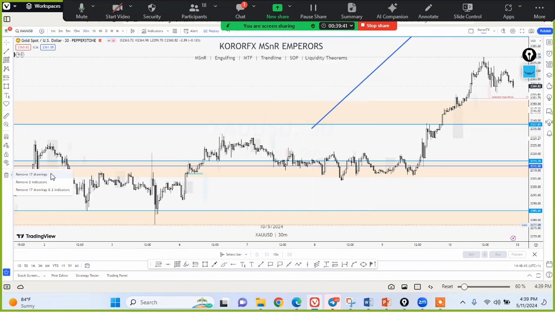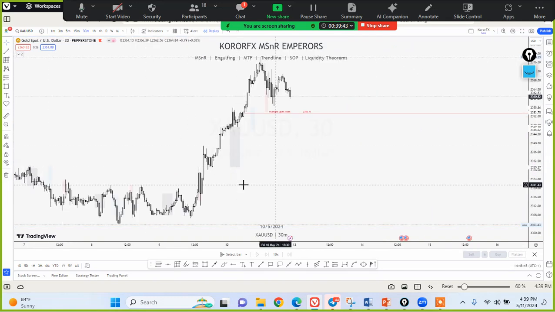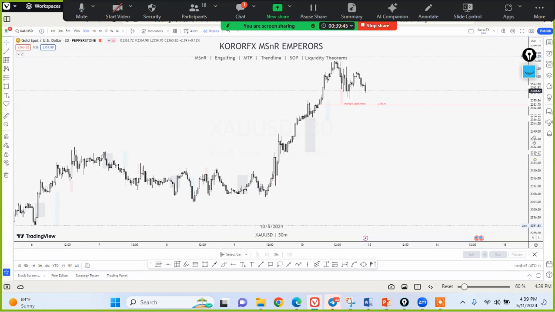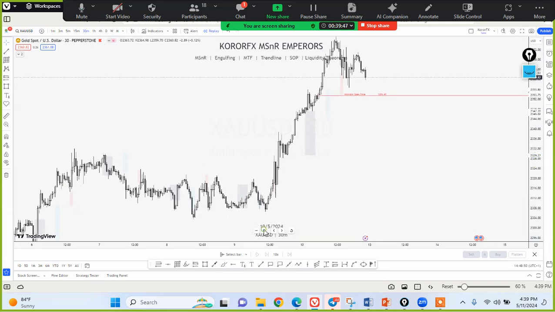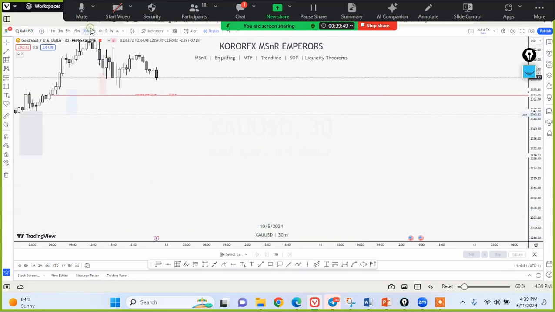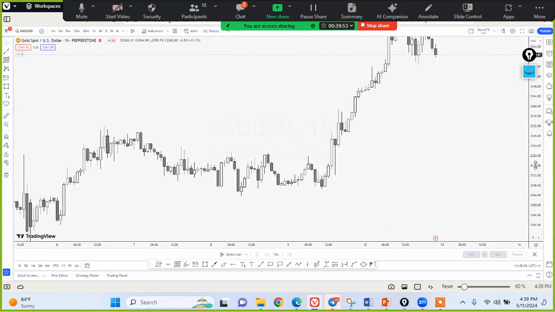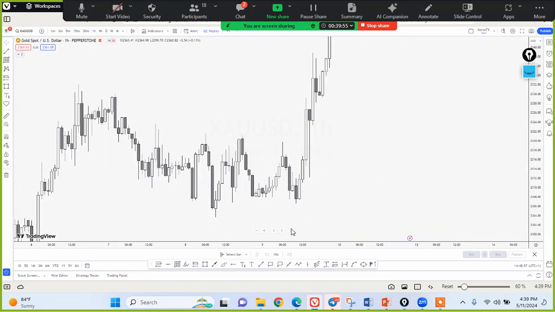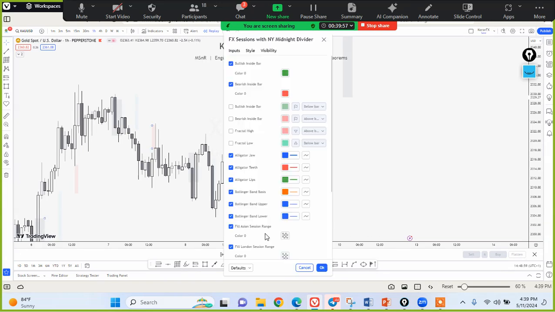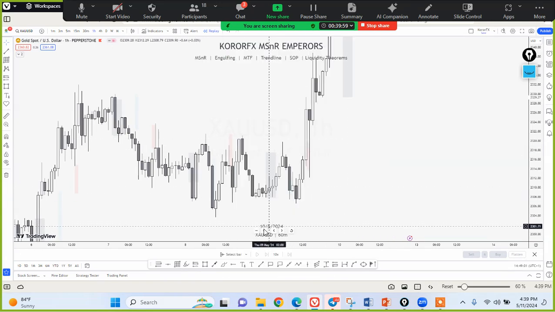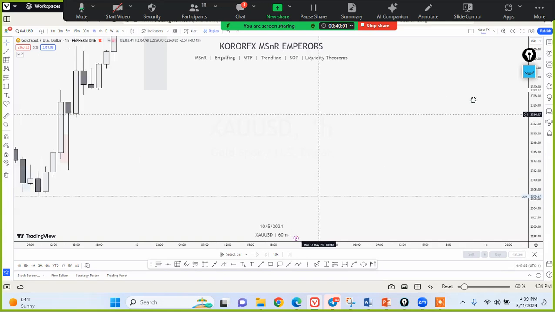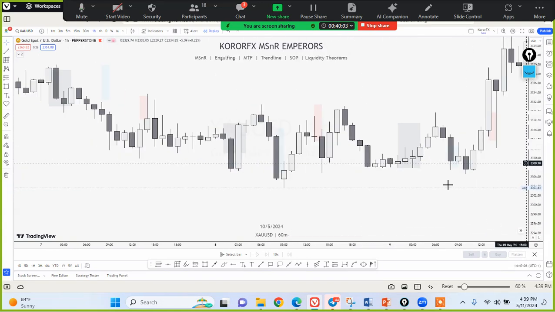Let me clean this one. I don't want it. All right. I like 1 hour. Let us look for a 1 hour setup. You can use lines, you can use charts, but it depends on you, how you really understand it.